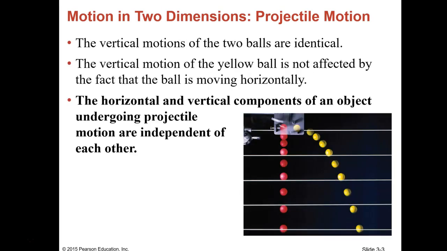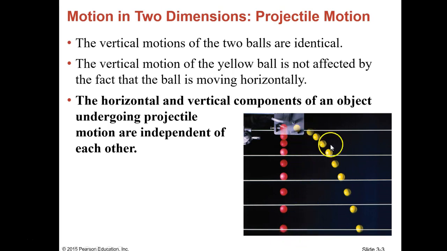All right, so we have two different objects. One ball is launched horizontally, and one ball is just dropped. From the moment that they're hit or released, gravity is the only thing affecting them, so they will fall at the same rate. They're going to accelerate downward at the same rate, which means they're going to hit the ground at the same time.